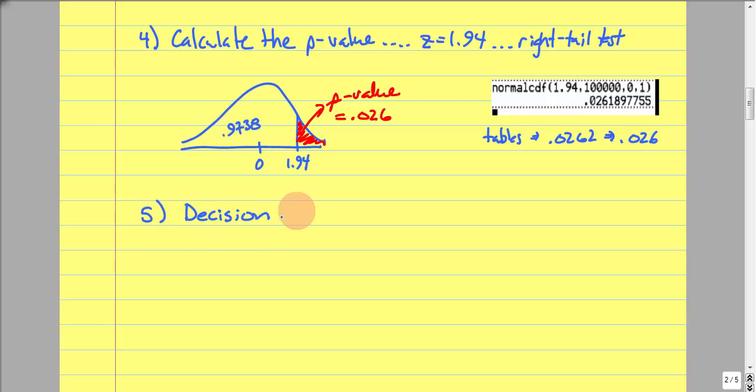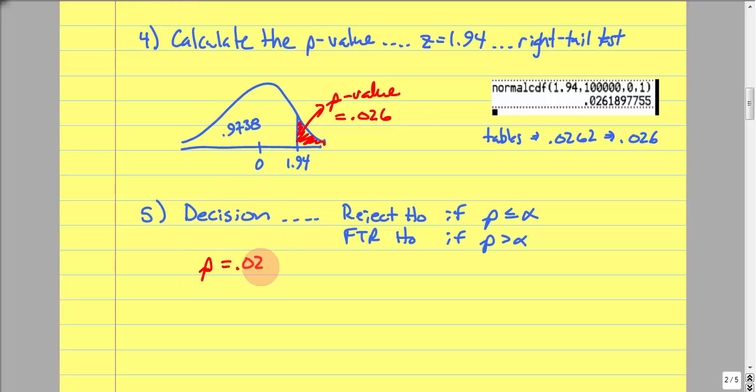Now remember, I can only make 2 decisions. I can reject H0, and I would do this if P was less than or equal to alpha, or I could fail to reject H0 if P was greater than alpha. So for our case, our p-value is pretty small. It's 0.026. So for us, P is equal to 0.026.